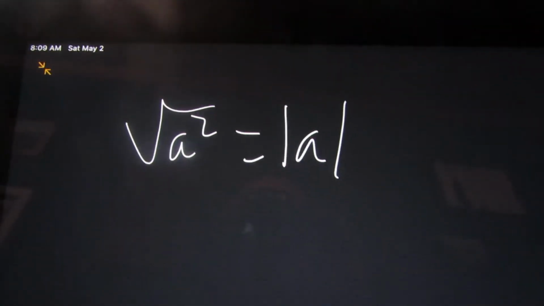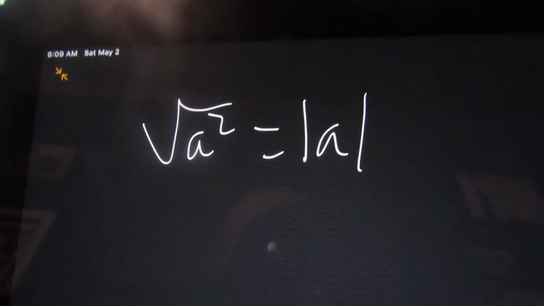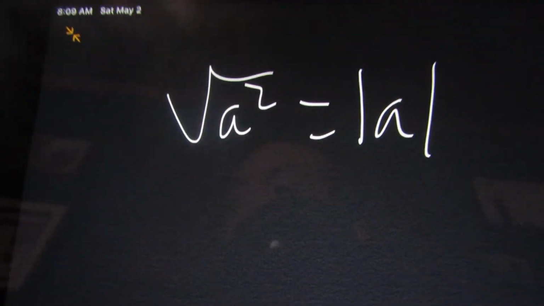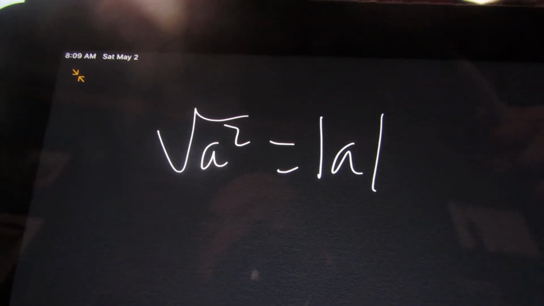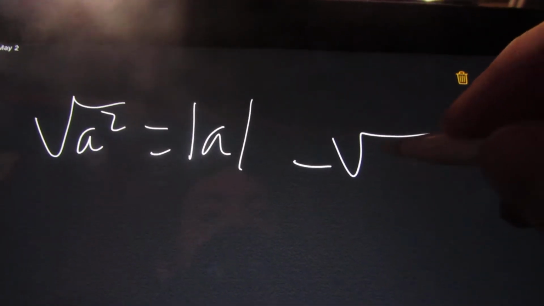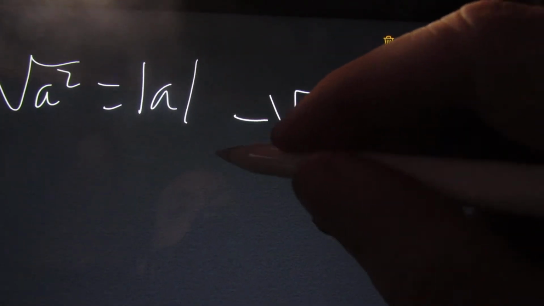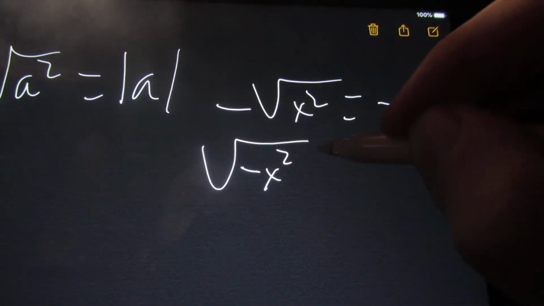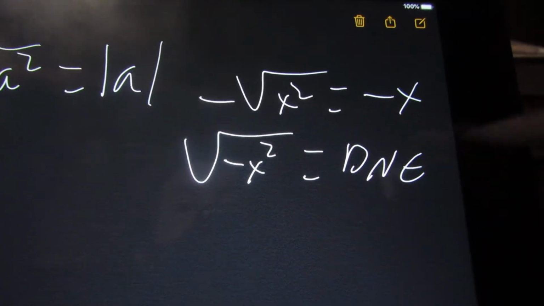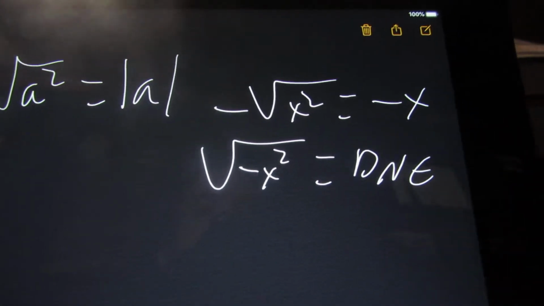In this class, what we're going to do is if we have a squared, the square root of that is the absolute value of a. We're not going to deal with the negatives in this class, just the positives. And then as far as negatives go, if we have negative square root of x squared, that's going to be negative x. But if we have a negative square root of negative x squared, it does not exist. We're not going to deal with the imaginary numbers in this class. That's going to be in a future class.